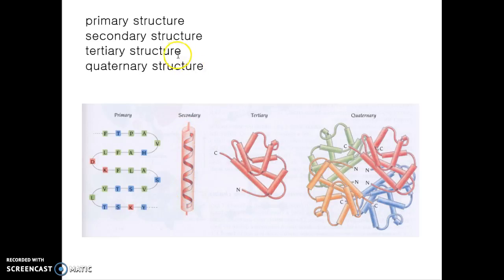Tertiary structure indicates the three-dimensional structure of a single polypeptide. Quaternary structure indicates the 3D structure of a protein with more than two polypeptides.